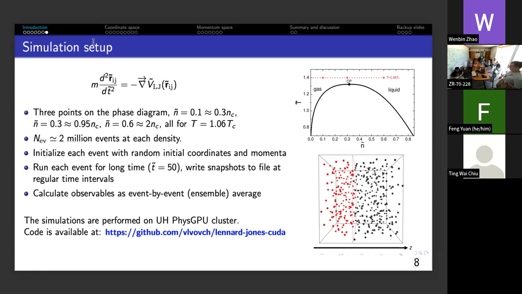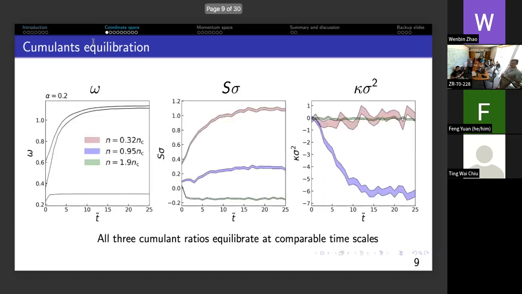We initialize each event with random initial conditions, which is important for the independence of the measurements, and run each simulation for a long enough time, where long enough is something that we need to find. Anyway, we calculate the observables as an event-by-event ensemble average, which is more realistic, and it seems to me that it's also easier computationally. And this code is open source, so if someone is interested in reviewing it, I can give you the link. Anyone can do it if you're interested.